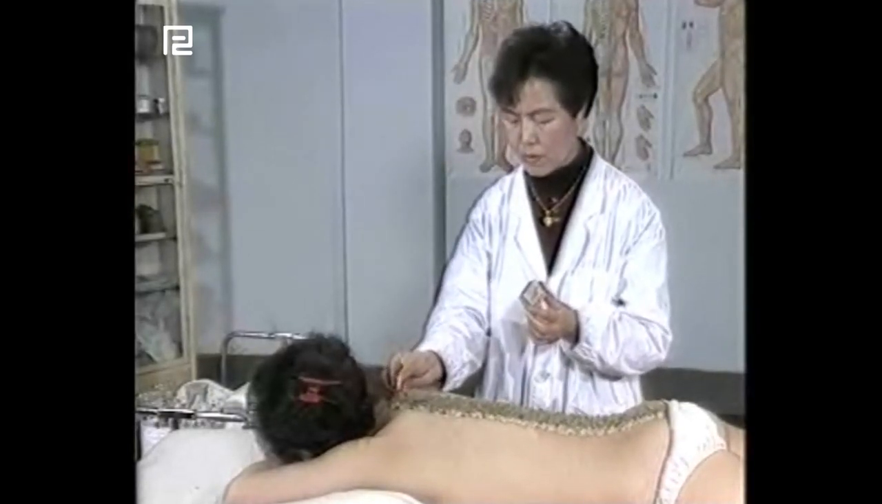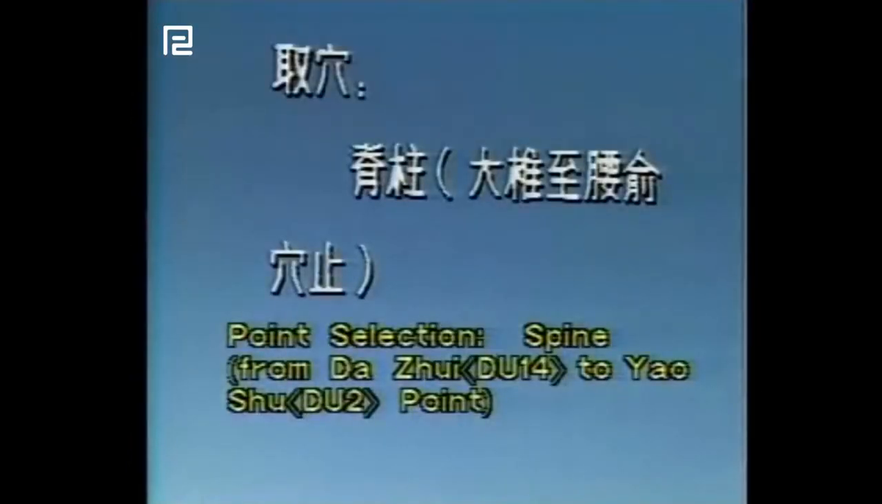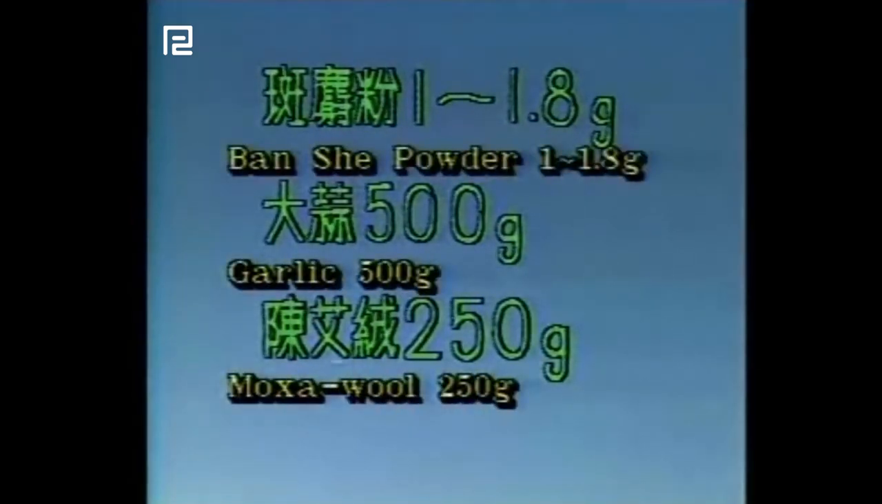Treatment time: the hottest period in summer. Point selection: points along the spine between 大椎 and 腰枢. Materials: 斑氏 powder, 1 to 1.8 grams, or number 3 rheumatoid arthritis powder, 100 grams. Garlic paste, 500 grams. Old moxa wool, 250 grams.